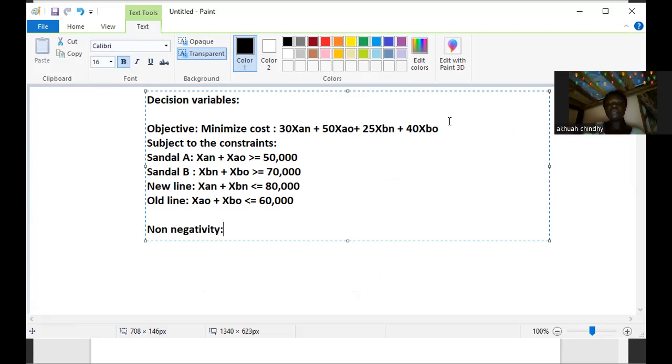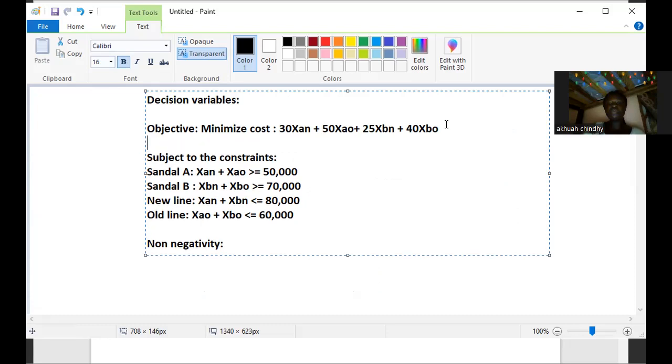So, non-negativity, which is telling us that pairs of sandals cannot have a negative quantity. Let's say you produce and you've gotten negative sandals. Hey, I've never heard of that before. I've got a negative orange. No. It means if you are getting negative for your answers, you're on the wrong path.